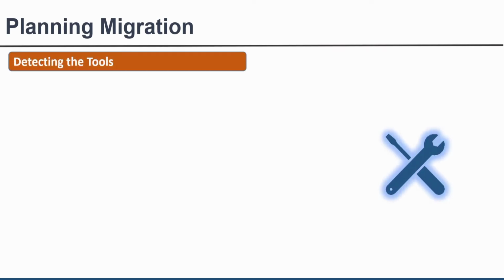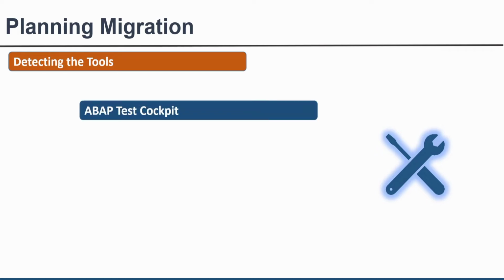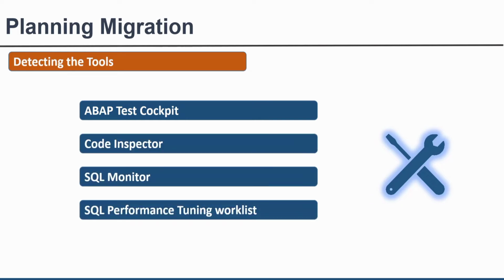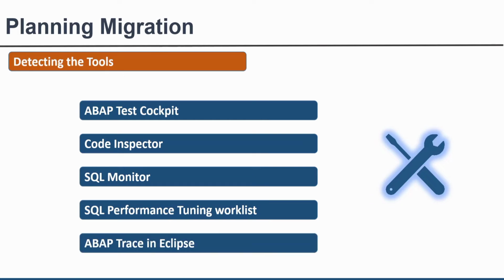In this video, you will learn more about planning the migration and various steps involved in it. There are different tools provided by SAP for various purposes to help with the migration. They are ABAP Test Cockpit, Code Inspector, SQL Monitor, SQL Performance Tuning Worklist, and ABAP Trace in Eclipse. You can see the details about these tools in further slides.